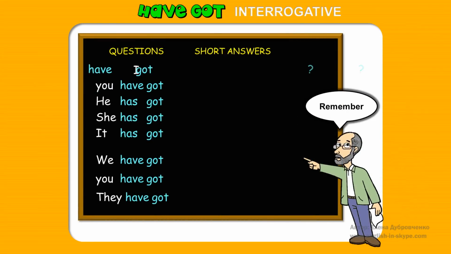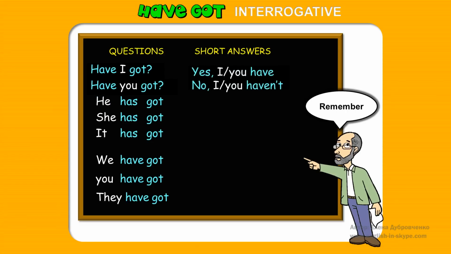Теперь давайте посмотрим, как задать вопрос. Когда мы задаем вопросы, мы меняем местами глагол have или has и местоимение. Have I got? У меня есть? Have you got? У тебя есть? И отвечаем мы на эти вопросы. Yes, I have. Да, у меня есть. Или yes, you have. Да, у тебя есть. Отрицательный ответ содержит два отрицания. No, I haven't. No, you haven't.